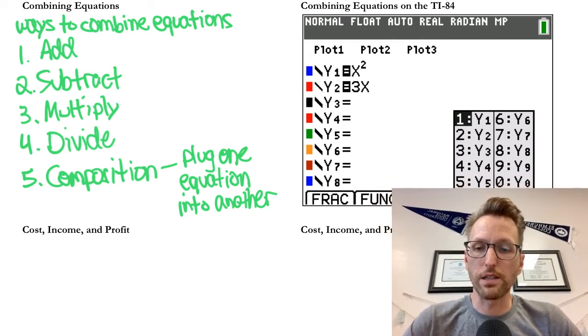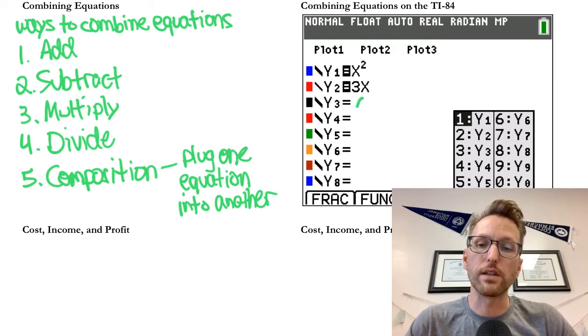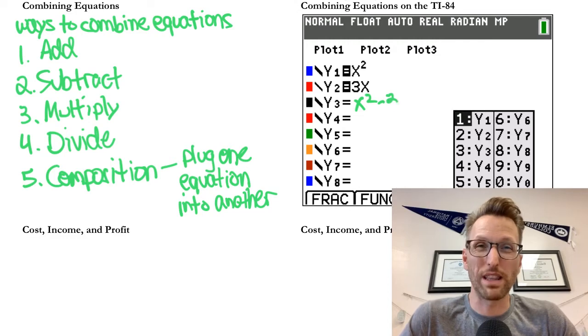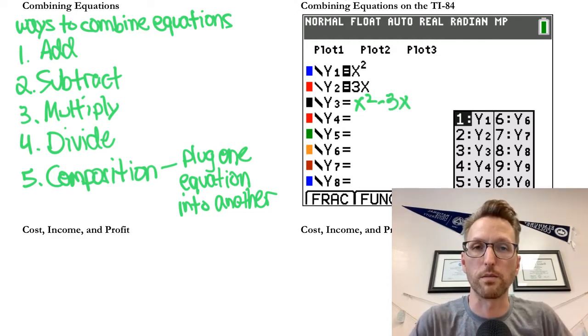So look at the screen to the right. And in Y3, so let's say we're combining Y1 and Y2. In Y3, what we could do is combine them there and just write them as is. We could say x squared minus 3x. So we're combining them in a subtraction sort of way.